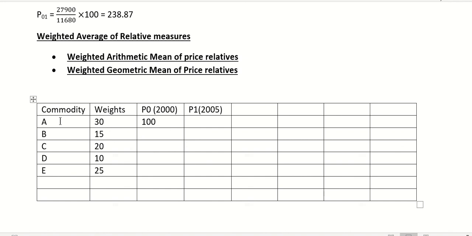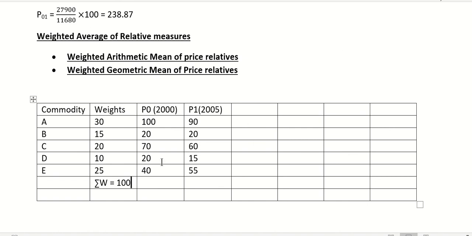So P0 is 100, 20, then we have 70, 20 and 40, right? So this is given to you, and P1 is 90, 20, 60, 15 and 55, right? So this is given to you. Now we'll write the summation of weights, that is 100, right?